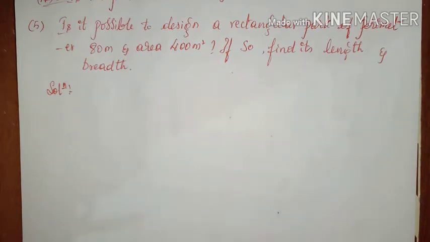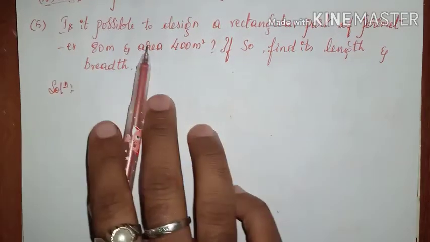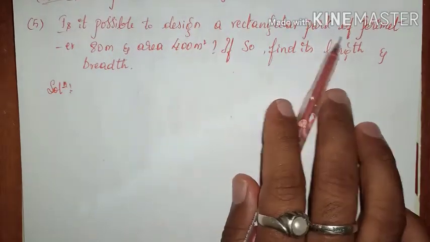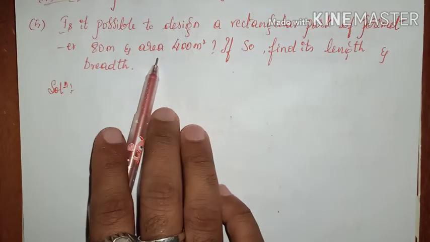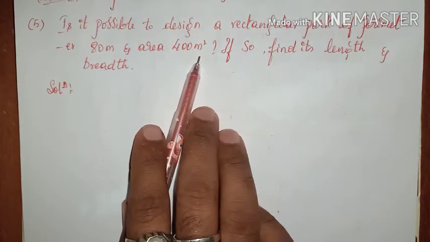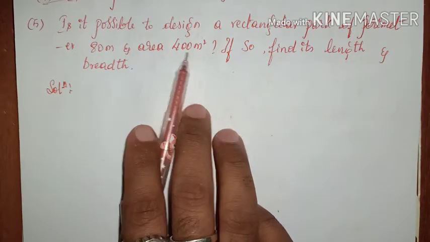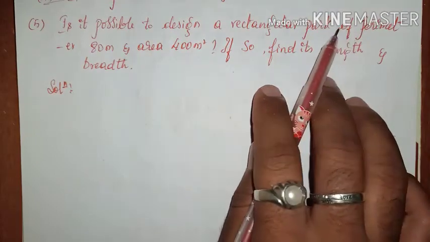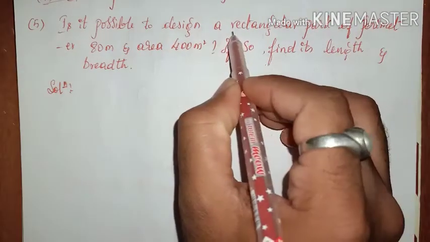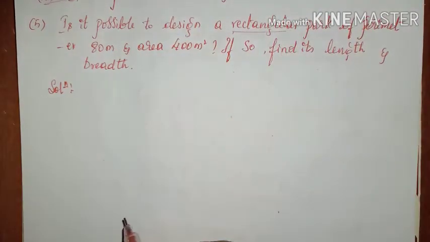Here is the question: is it possible to design a rectangular park of perimeter 80 meter and area 400 meter square? There's one more question asking, is it possible to design a rectangular park? As per the question, he said rectangular park, isn't it?